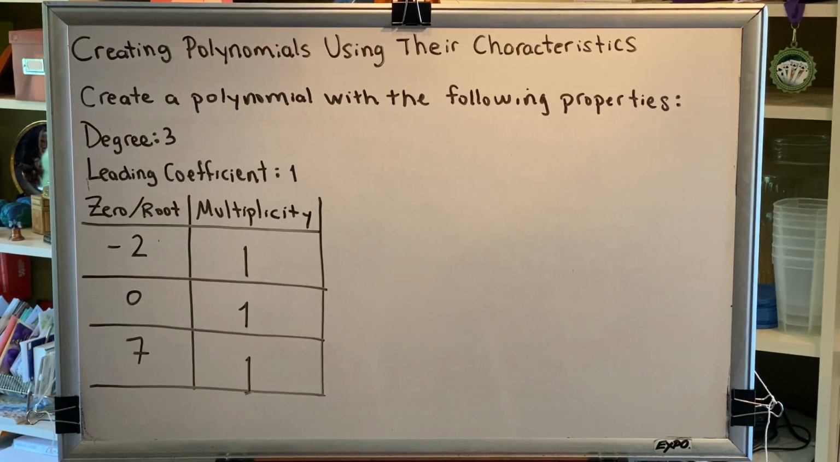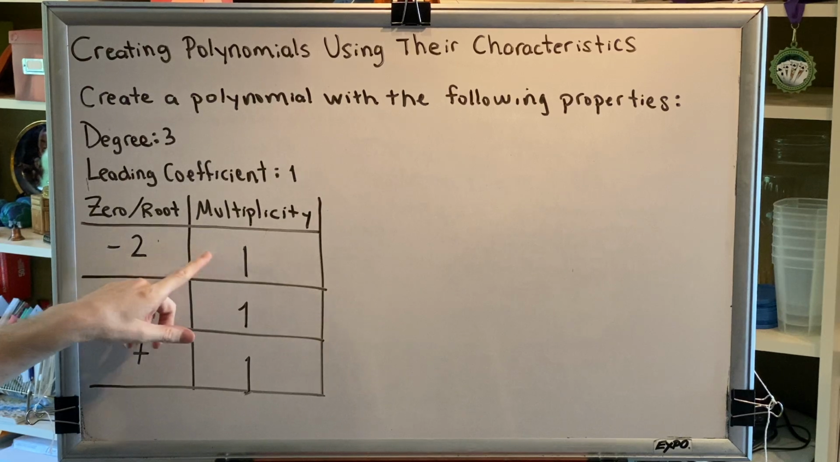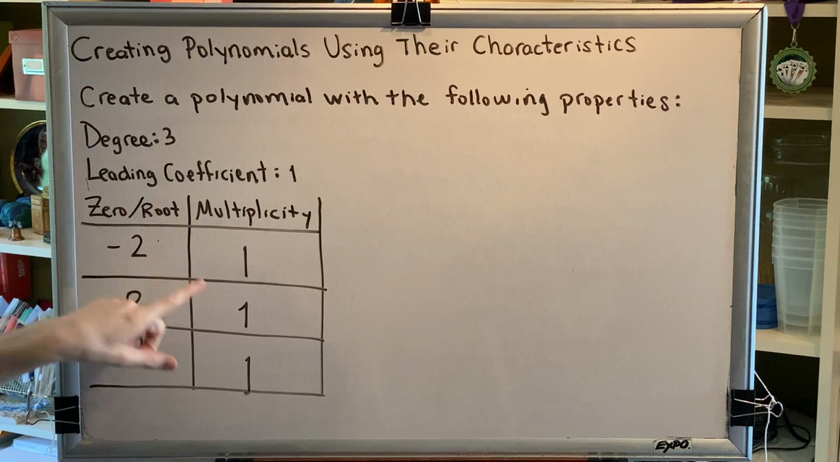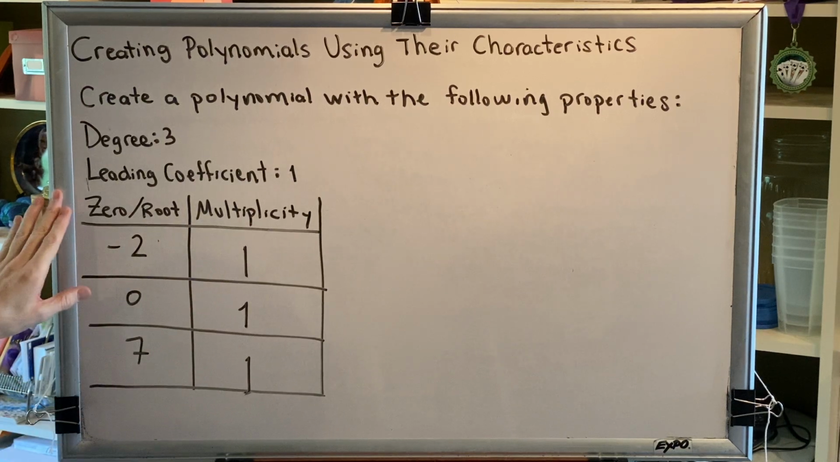The topic of this video is creating polynomials using their characteristics. Let's look at a problem. Create a polynomial with the following properties: degree 3, leading coefficient 1, and the following zeros and their multiplicities. Negative 2 is the 0 with a multiplicity of 1. 0 is the 0 with a multiplicity of 1, and 7 is the 0 with multiplicity of 1.